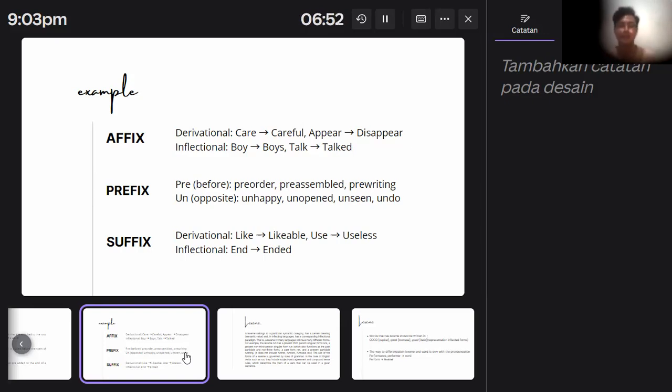And the suffix is the same as the affix because they have two different kinds. They're the same, derivational and inflectional. Derivational is such as like to likable and use to useless. And the next is inflectional. An example is end to ended. I'm sorry for my bad pronunciation or being bad at talking, because I'm still tired maybe.